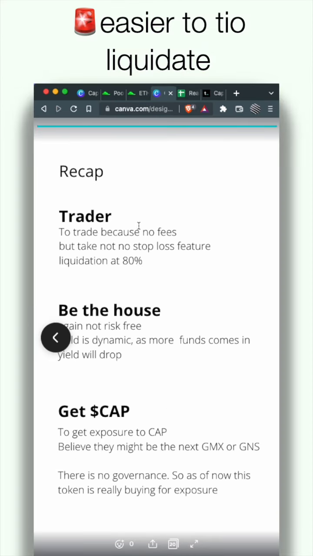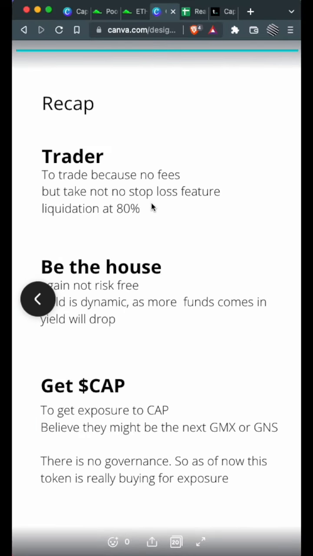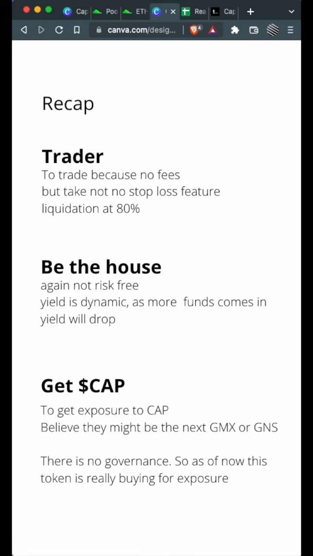But take note that there's no stop loss feature and the liquidation is at 80%. Or you can go there to be the house, market maker, and join the pool. Again, pooling is not risk-free. The yield is dynamic. Therefore, as more funds come in, the yield will also drop. And in the case where there is a big win from a group of traders, then you might lose your deposit.